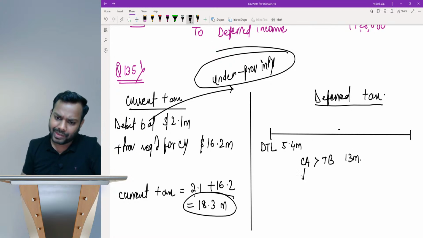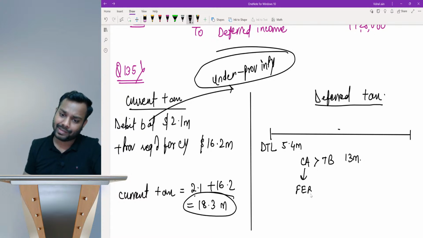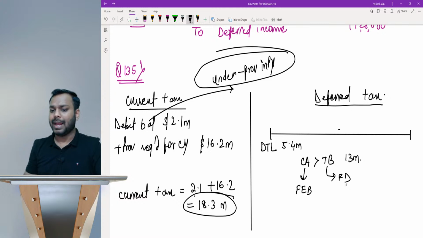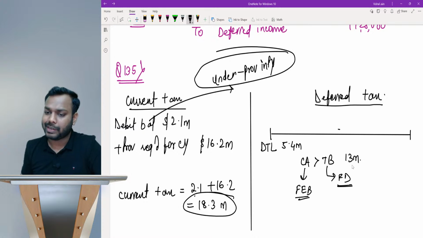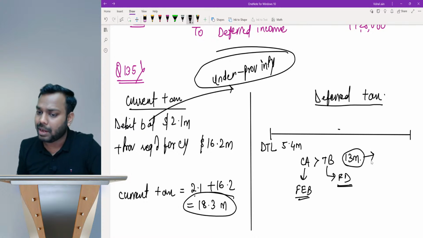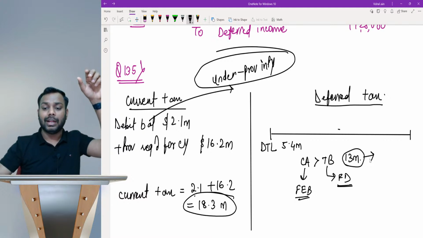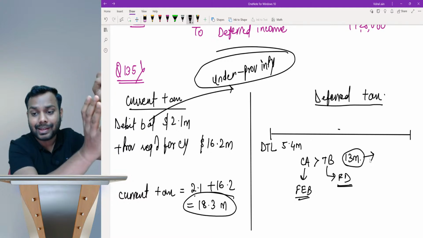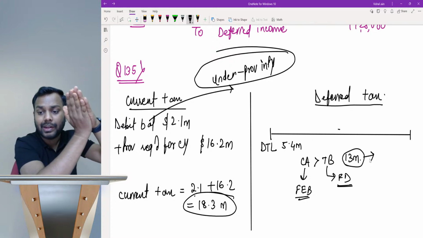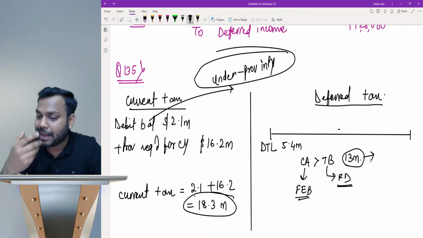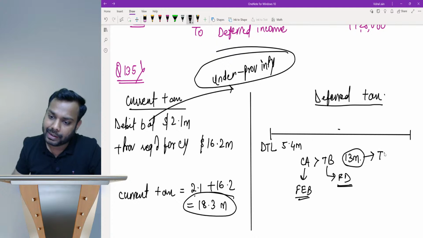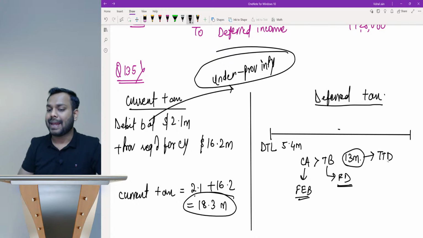Now, what does the carrying amount represent? Carrying amount represents future economic benefits. What does a tax base represent? Future deductions. Now, if future economic benefits are greater than future deductions, tell me, will this temporary difference be taxable or deductible? It means in the future the benefits are greater than deductions. If benefits are greater than deductions, that will increase your tax liability. Right? If it increases your tax liability, it will be a taxable temporary difference.